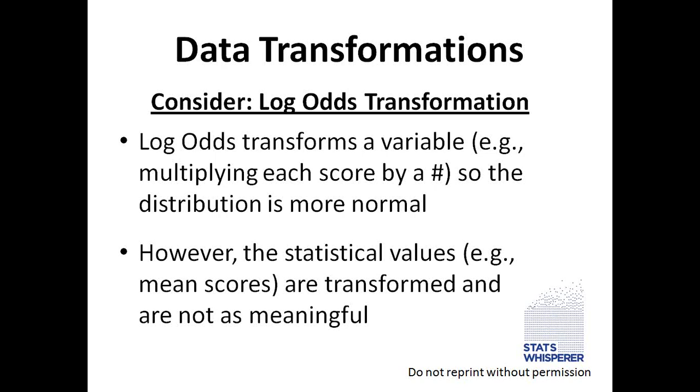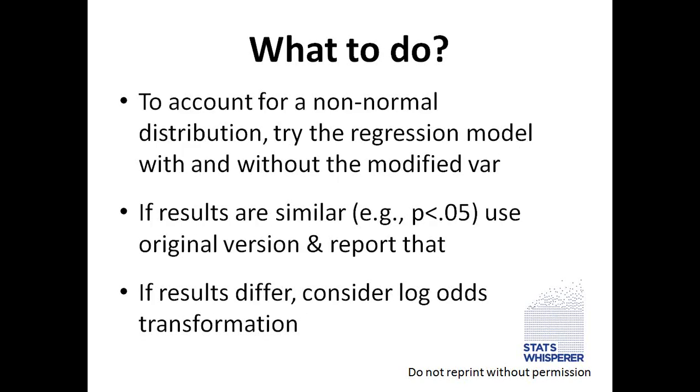I'd like to take different steps before I get that crazy, right? So what to do? What would you do? Here's what I usually do. To account for a non-normal distribution, I would do the regression model with and without the modified variable. So I would do the regression model per se with age with the outliers and with age without the outliers, so with and without the outliers, right?